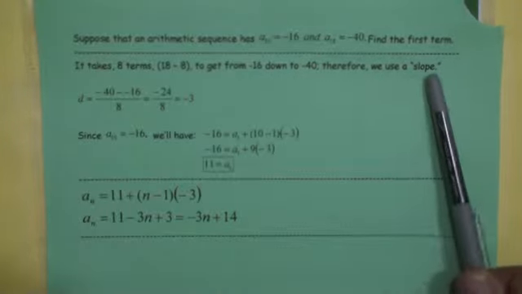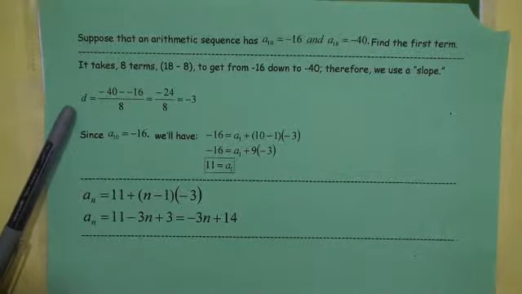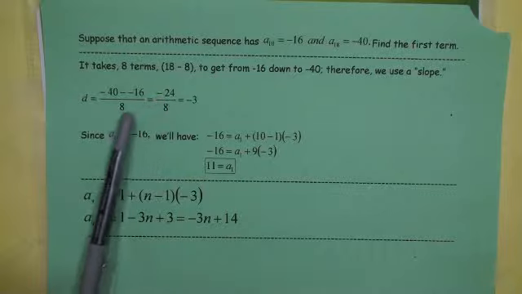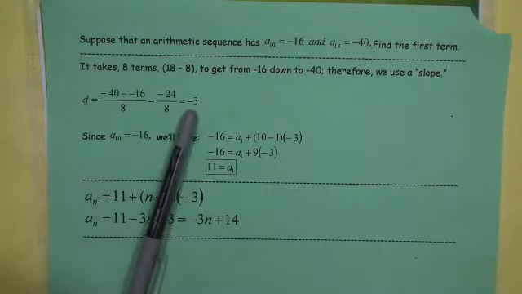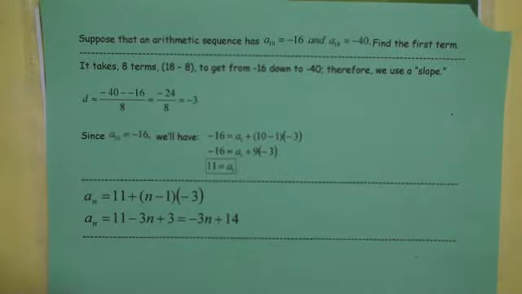So, therefore, we use a quote-unquote slope, and we call that d rather than m. It's a distance. Negative 40 minus negative 16 over 8. And 8 is the number of terms we're going to divide, so therefore each term is separated by negative 3. So the common difference is negative 3.